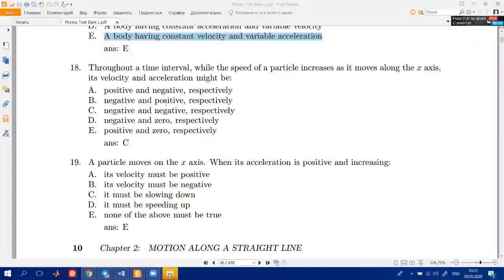B, negative and positive. So velocity is negative, acceleration is positive. This is also possible. For example, velocity negative and acceleration positive means when the y-axis is directed downwards and the body is thrown vertically up.